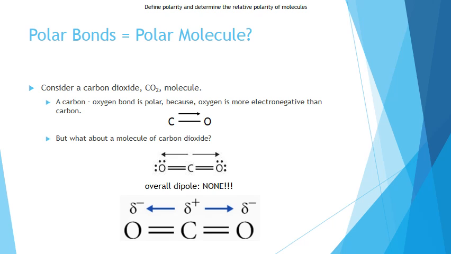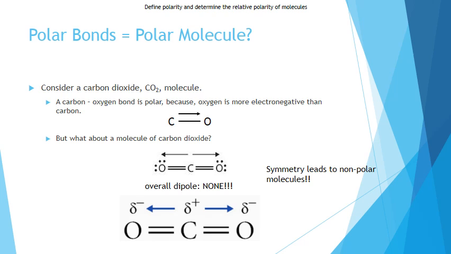Here's another way of looking at it. Yes, each of the oxygens will be partially negative because they are going to have more electron density than the carbon. But for the entire molecule as a whole, there is not one side of it that's partially positive and the other side is partially negative because this electron density is pulled equally in both directions.